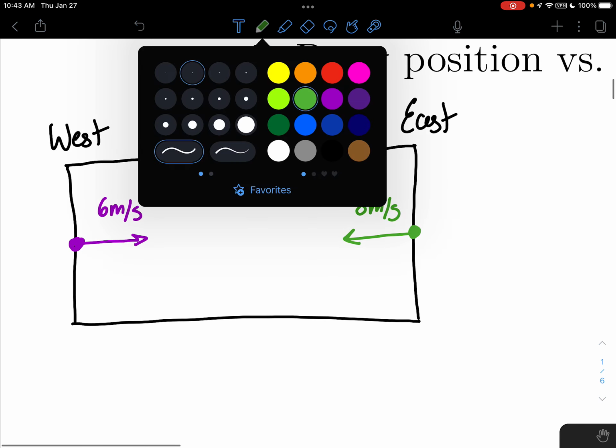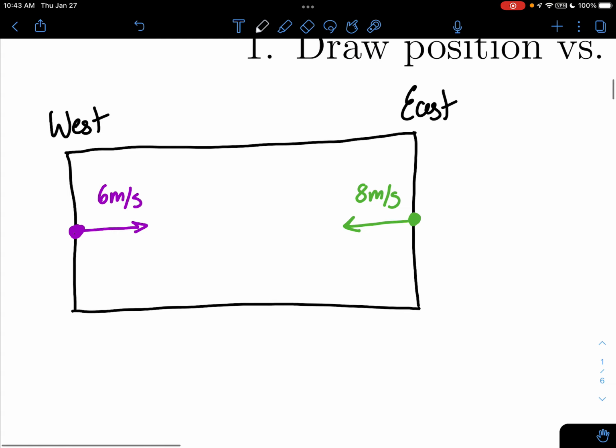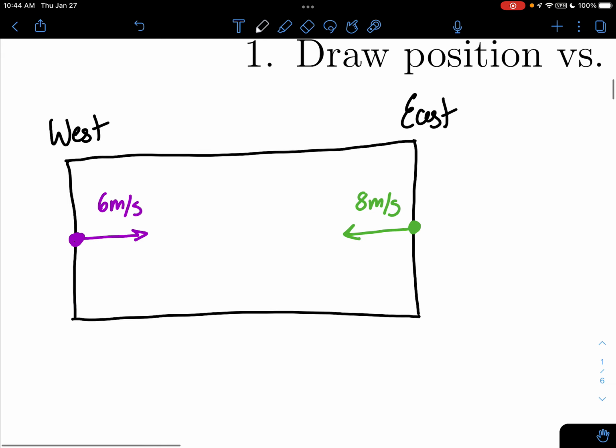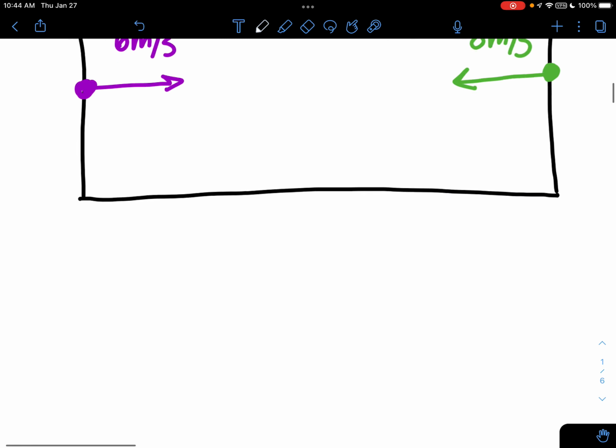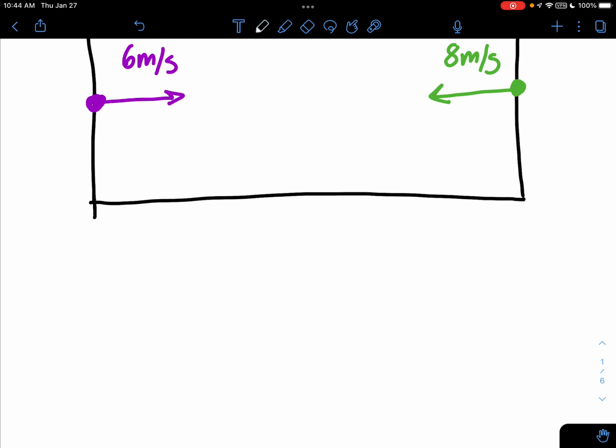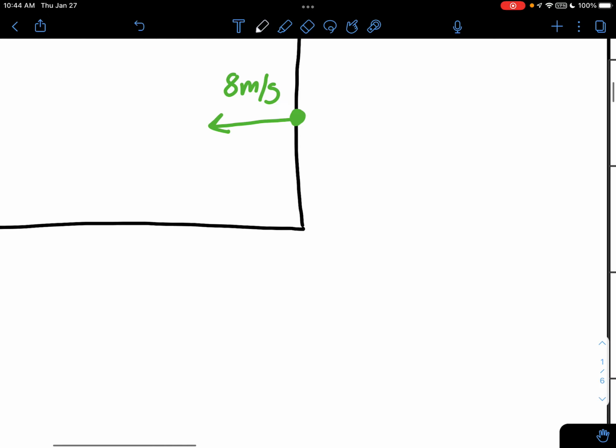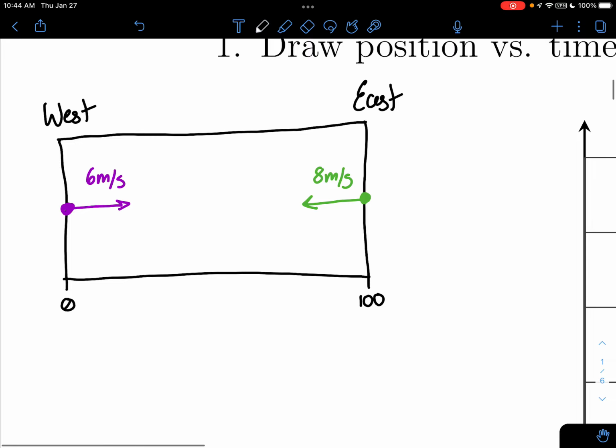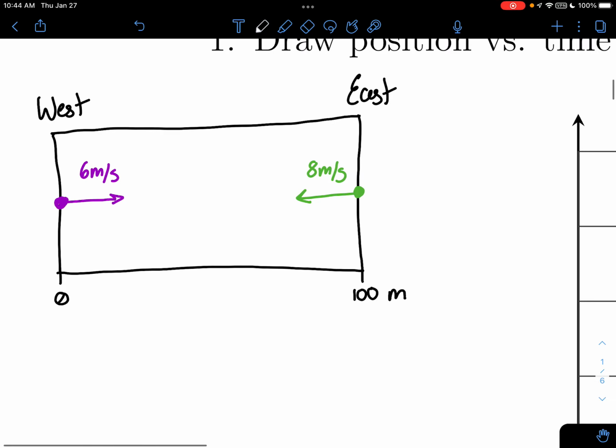But what we need to do now is set up a consistent coordinate system. We know that the length of the whole field is 100 meters. I'm going to set my 0 over here, and you can do this either way, and I'm going to set 100 over here. This is just our position in meters.